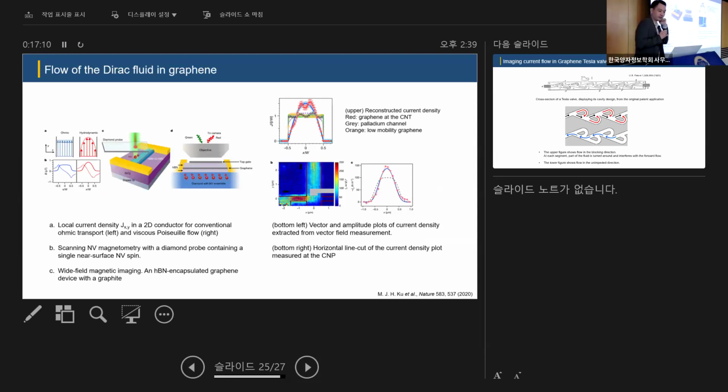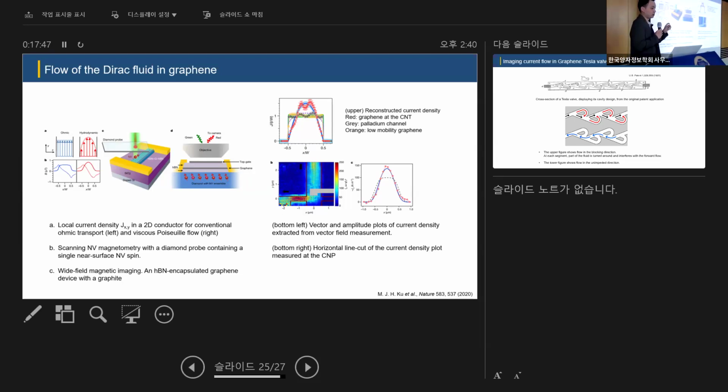In this paper, they directly imaged the viscous flow of electrons in graphene at room temperature using NV centers in diamond. Actually, Professor Philip Kim contributed to this fine work. They used both scanning single spin and wide field view magnetometry, and they showed a parabolic flow profile, which is a clear sign of viscous electron flow.